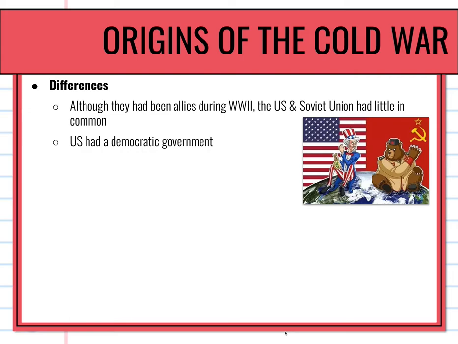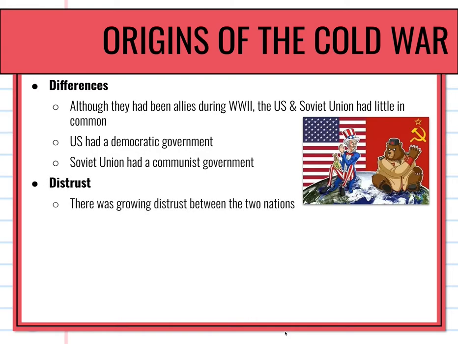One of the biggest differences between these two nations was their style of government. The United States, as we know, has a democracy, and the Soviet Union had a communist government. Two different political styles, but they basically go against each other. With that, we had a growing sense of distrust between the two nations. Again, like I said, with the United States using the atomic bomb, not sharing that information with Russia was a huge red flag for them.